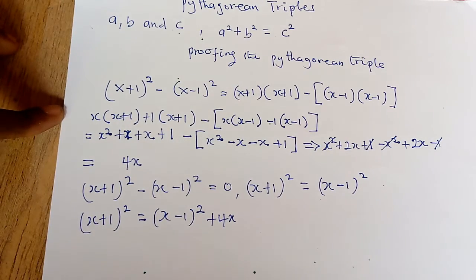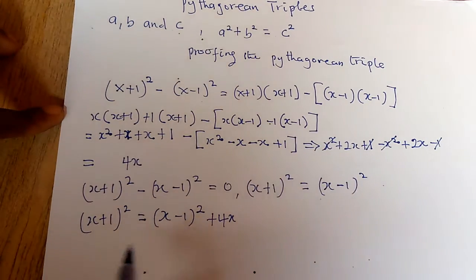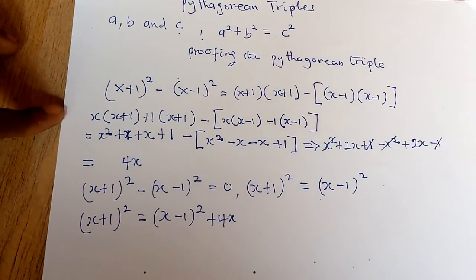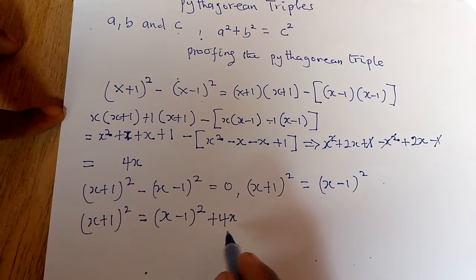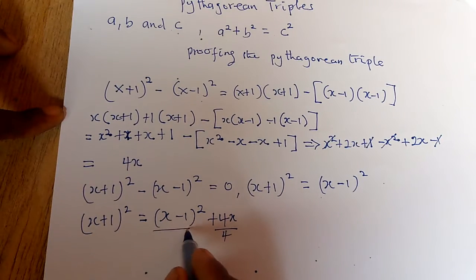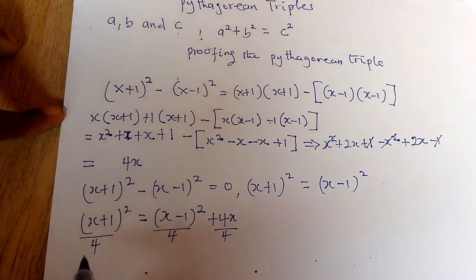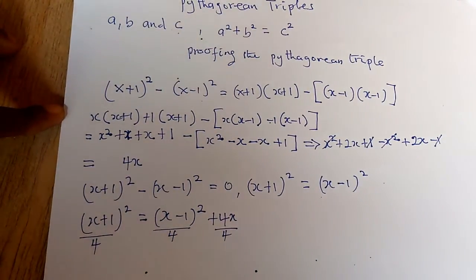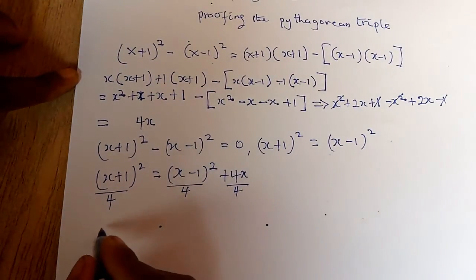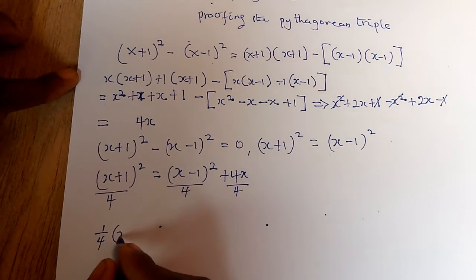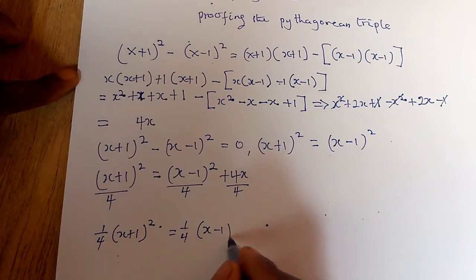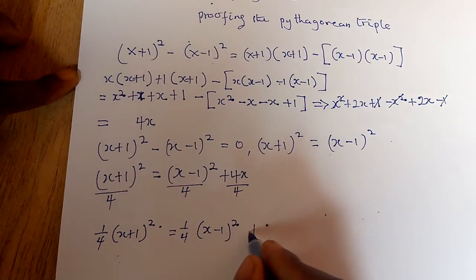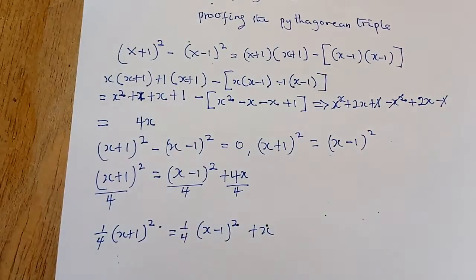Okay. So here all that we need to do is divide both sides by 4. So we are dividing here by 4, here by 4, here by 4. So this one by 4, the whole of this one by 4, the whole of this one by 4. So I can write it this way, that 1/4 (x+1)² is equal to 1/4 (x-1)² + x, like this.